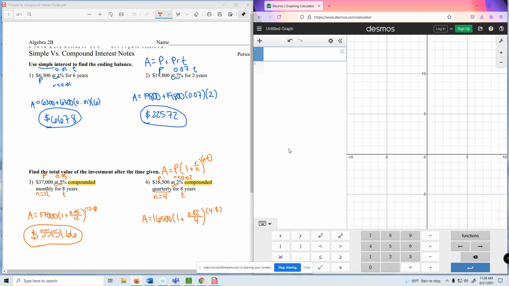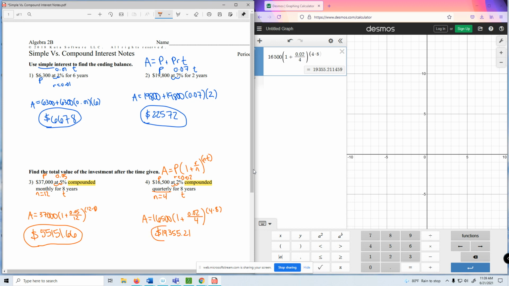So then let's practice typing everything into Desmos one more time. 16,500, parentheses, 1 plus rate is 0.02, divided by 4, and click on the outside of your parentheses, hit your a to the b button, make a new set of parentheses for your exponent, 4 times 8, and then we're going to round that to 2 decimal places. So our ending amount is $19,355, and 0.211 rounds to 0.21, so 21 cents.